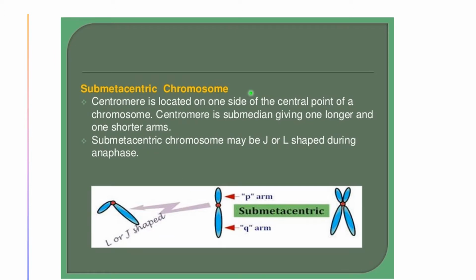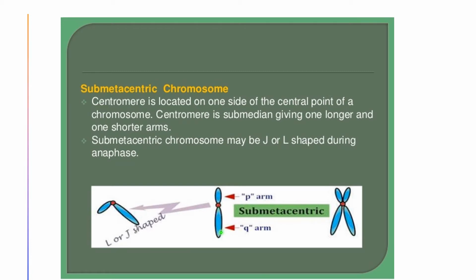Next is submetacentric chromosome. Where is the centromere here? Centromere is located on one side of the central point of a chromosome. If you can see here, this is the centromere. This centromere is located towards one side of the central point, towards the end of the chromosome. Centromere is submedian. This is submetacentric. Metacentric means median, so submetacentric will be submedian.